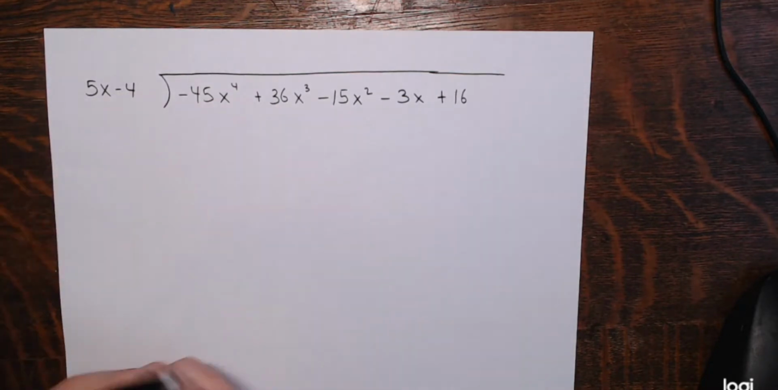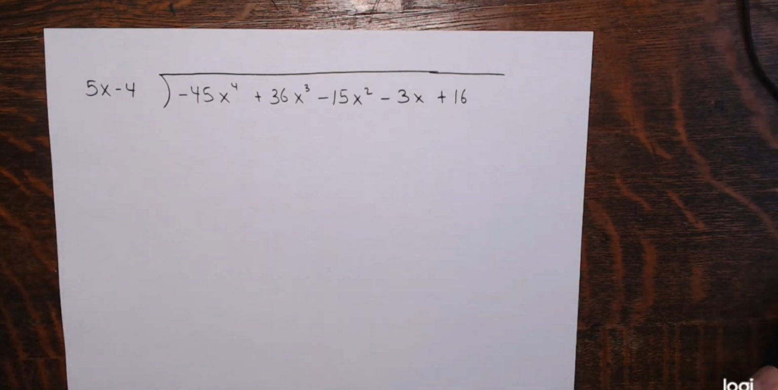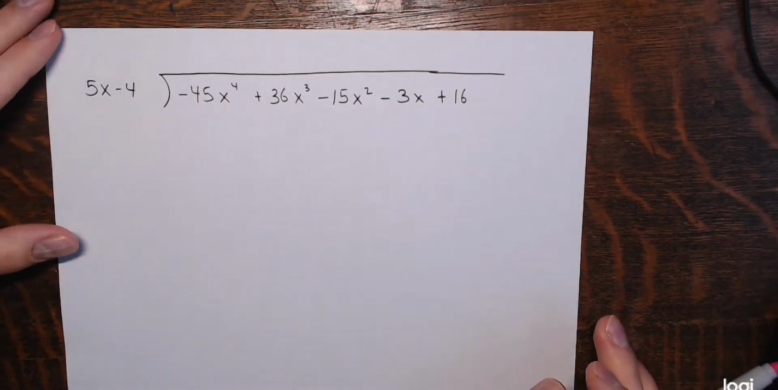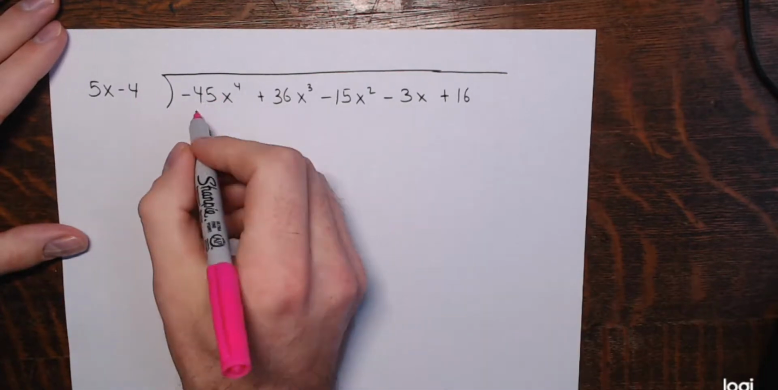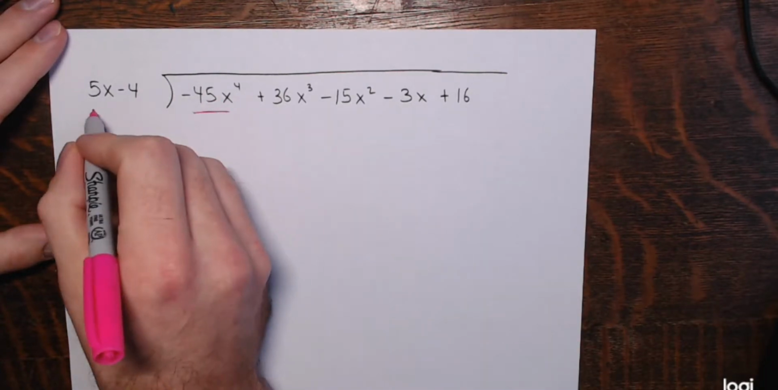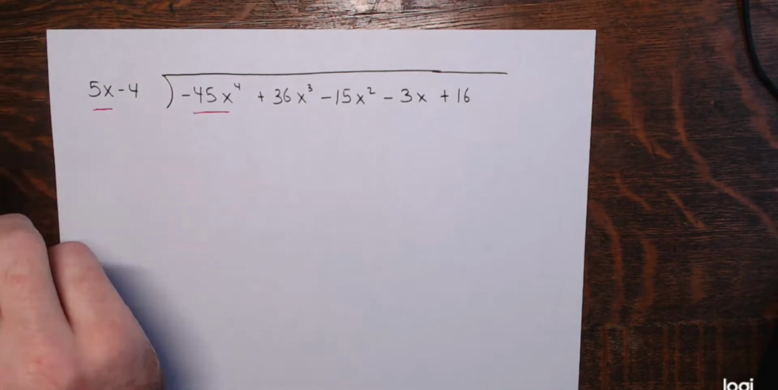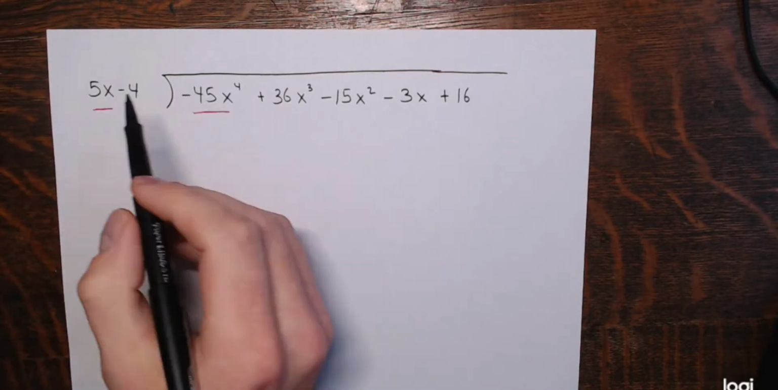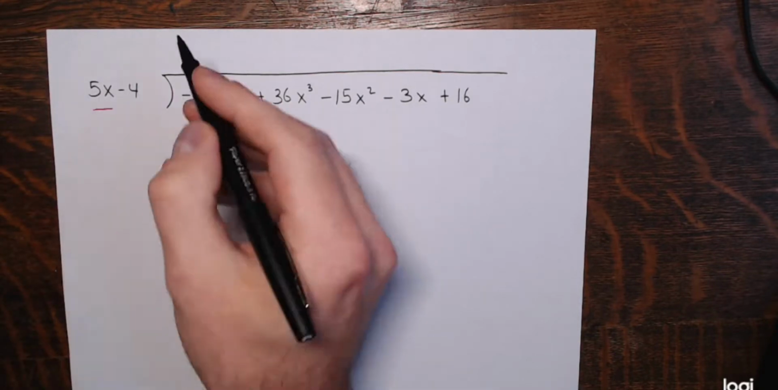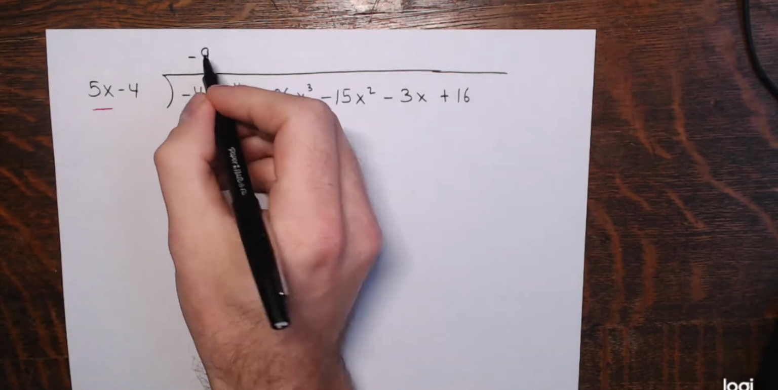All right, so once again, I'll go through the steps. I'll do it a little slowly again with this one. We're going to be repeating it a lot. So first step, divide the lead terms. So what's negative 45x to the 4th divided by 5x? That'd be negative 9x to the 3rd.